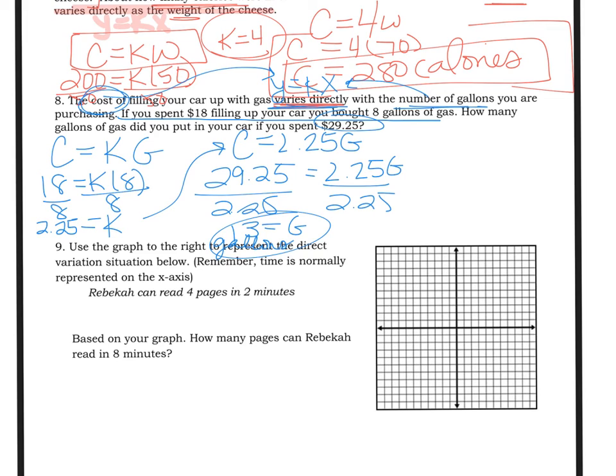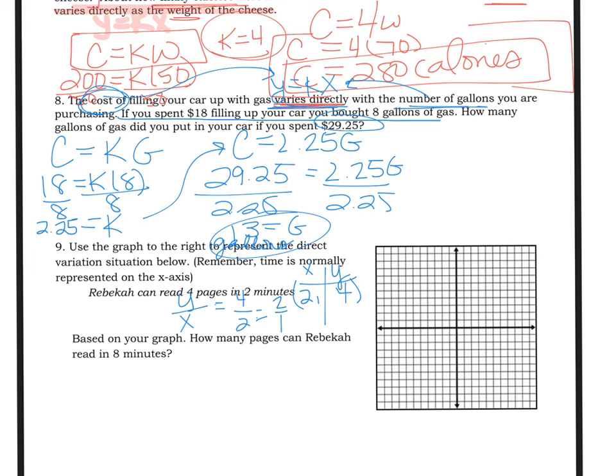And last one. Use the graph to the right to represent a direct variation situation. Rebecca can read 4 pages in 2 minutes. So I'm going to make a table and see if that can help my brain. Remember, X is usually time. So 2 minutes is time, 4 pages. Does anybody remember how I find the slope if I only have one ordered pair? Y divided by X. So 4 divided by 2 is just 2 over 1.